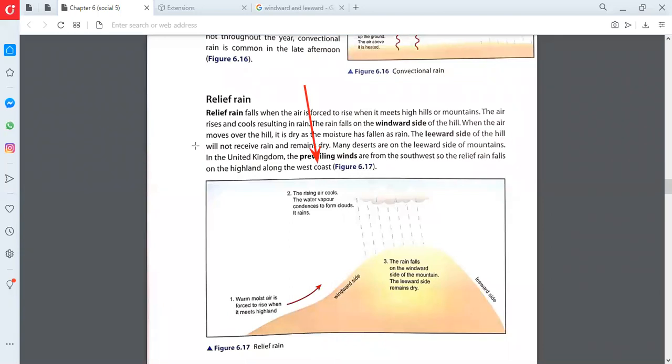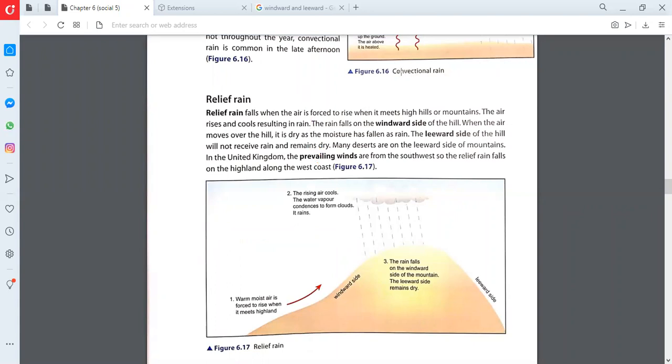Whatsoever the country. Okay, so in figure 6.17, see this, warm moist air is forced to rise when it meets highland. So this is the warm air here. Highland is there, it's moving upward. Now there is a rise, there is a height. The rising air cools. This warm air goes upward and becomes cooled down. So there is rainfall. But on the leeward, there is very little rain or no rain. Why? Because there the warm air converts into cool air and becomes water droplets, and water droplets come towards the earth in the form of rain or snow.